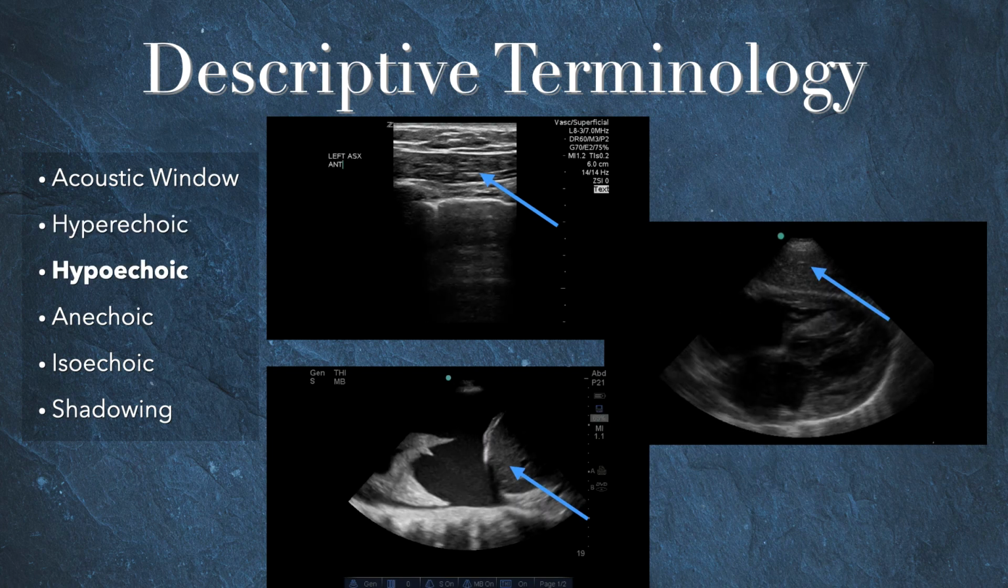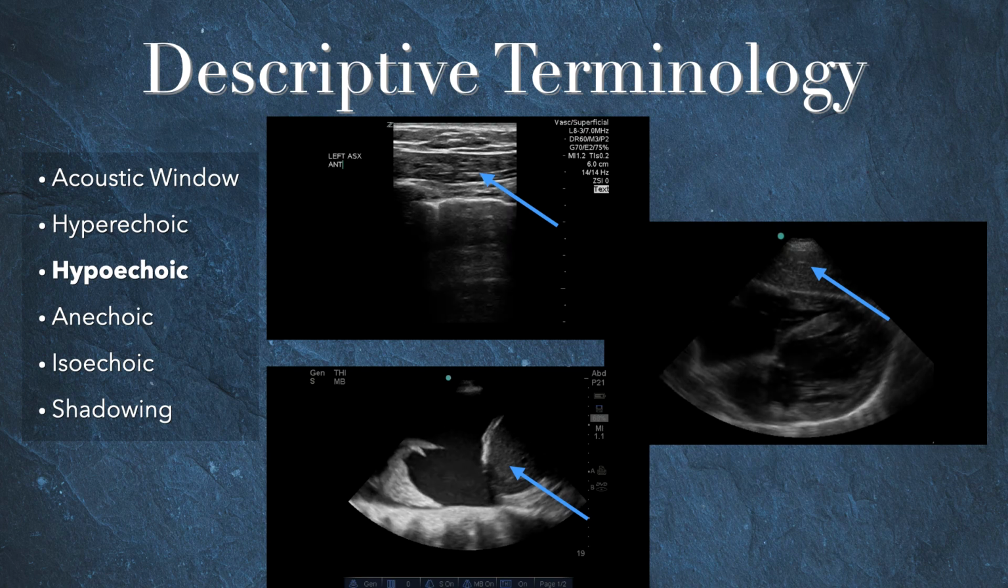On the next image here, we see things that are hypoechoic or darker gray. On the upper left image, the arrow is pointing to the superficial soft tissue and musculature just above the lung. On the echocardiogram view, you're actually visualizing the liver. And on the bottom left image, you're also visualizing the liver.